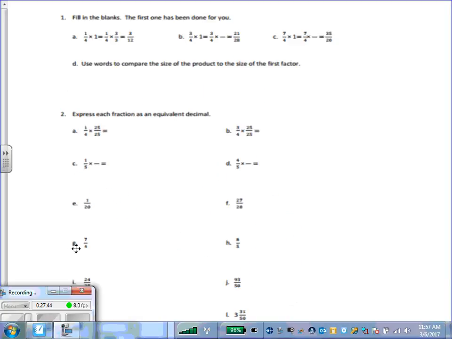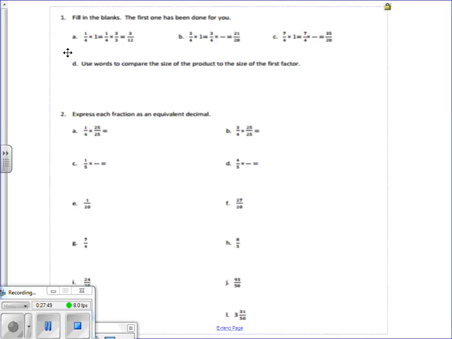Okay, now, on number 1 that's on the top, it says to fill in the blanks. A is already done for you. So it's got 1/4 times 1. Now this is what we were doing on those very first examples. 1/4 times 1 equals 1/4 times 3/3. 1 is equal to 3/3. So then it's equal to 3/12 because 1 times 3 is 3, 4 times 3 is 12.